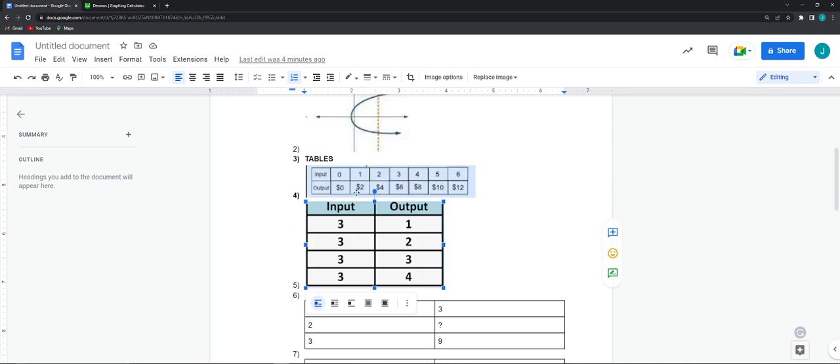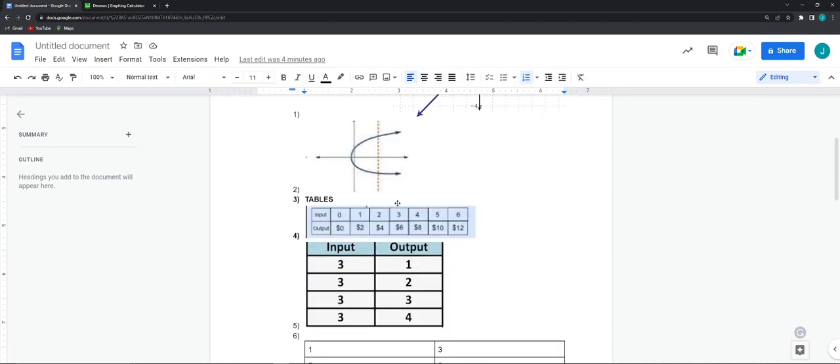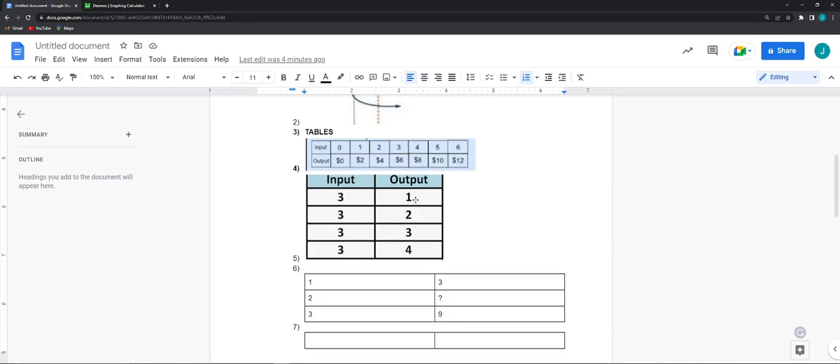Basically, going back to this, it wouldn't really line up. And if we go back to the graph, it would be saying like 3, if we put the input as 3, we get 1. We also get 2. We also get 3. We also get 4. So there is not one output for every input.